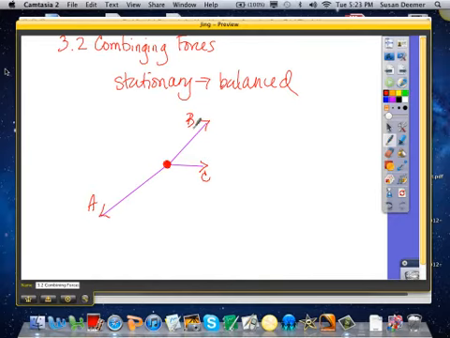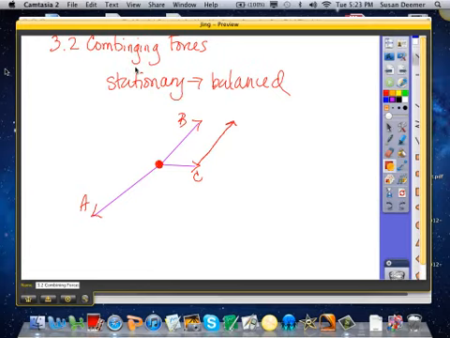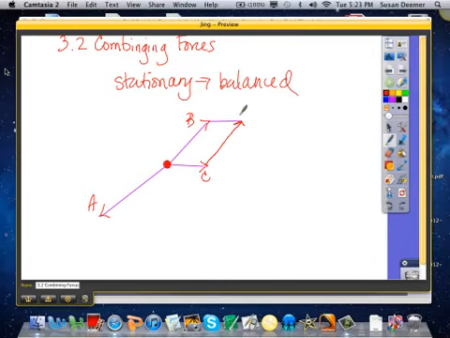We take force B and move it over here, trying to keep it at about the same angle, and I would be using a ruler. I'm going to use the drawing tools. So we've copied force B, and now I'm going to copy force C in order to make this parallelogram. If I copy force C, I come over like this. So this is the copy of C.